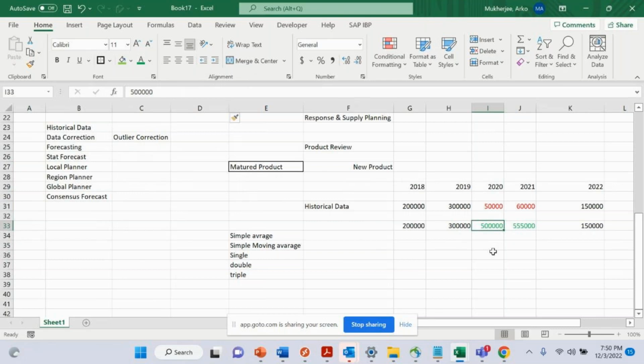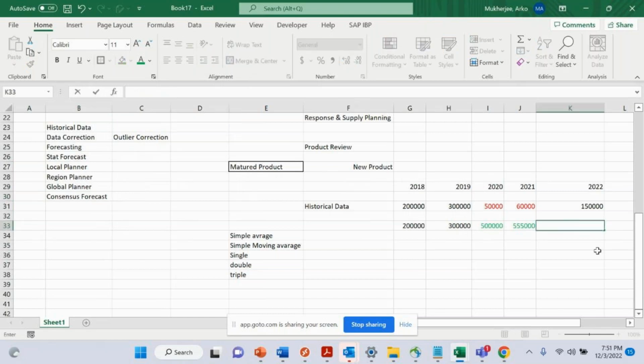So now, as a global planner, I will make contact with my respective stat planner, respective local and region planners, and edit the number before submitting it as a final forecast or the consensus forecast. The same kind of review will happen with the supply planner as well. When the demand planner is releasing my demand, saying, hey, for 2022 I am having this much demand, maybe 6 lakh of demand.